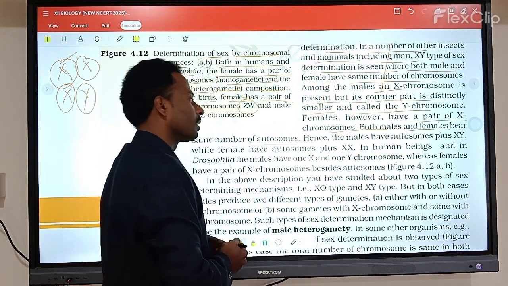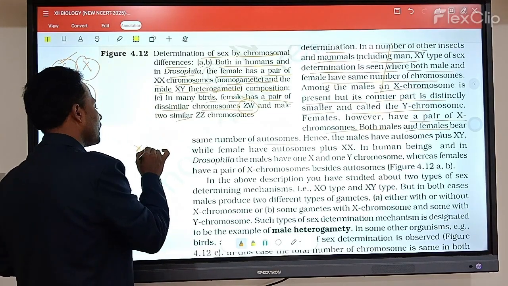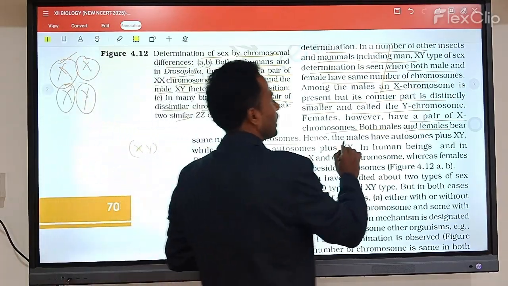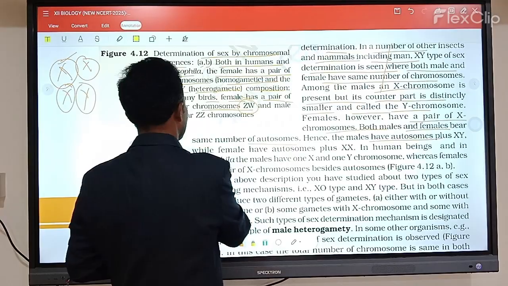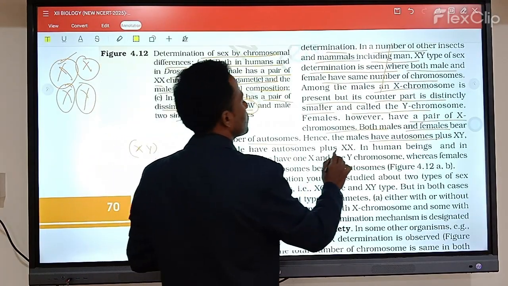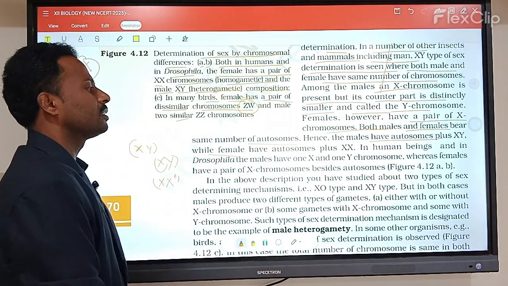Both male and female bear the same other chromosomes, which are called autosomes. When one X chromosome and one Y chromosome are present, along with these autosomes, the male is autosomes plus XY, while the female is autosomes plus XX.